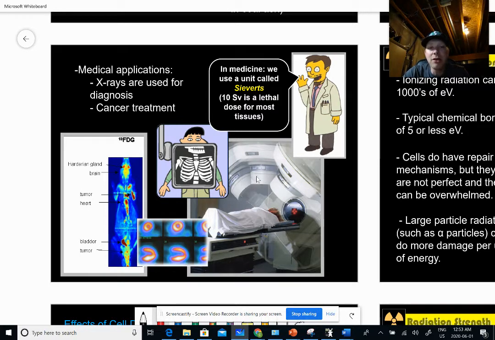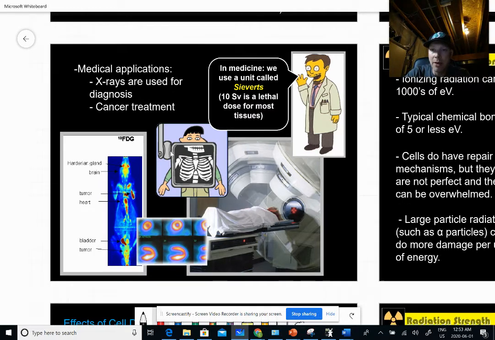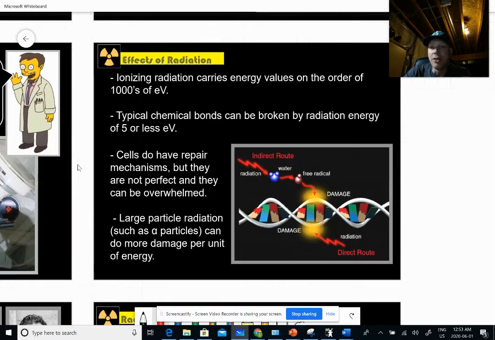This slide here is talking about how we use radiation for medical purposes. We have different ways of measuring radiation. In the medical field, we use something called sieverts. Ten sieverts is a lethal dose for most tissue. It would kill most tissue. You can see in here, this is a rat, and they're doing trials with cancer. You can see the tumor on here, and so using radiation therapy to try and treat it.